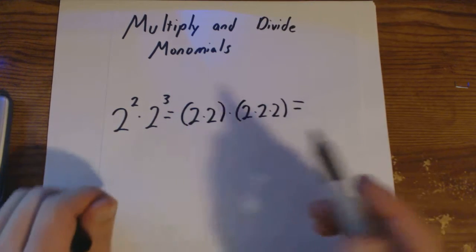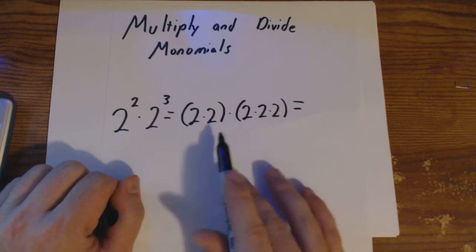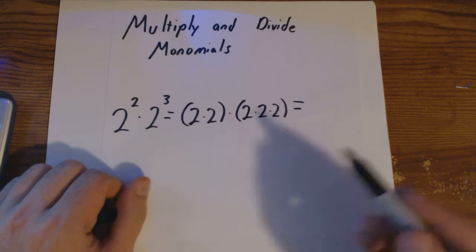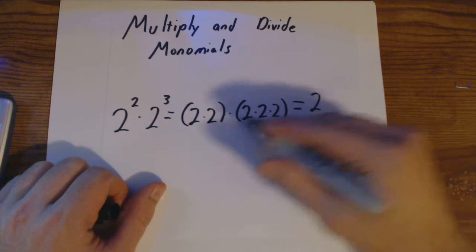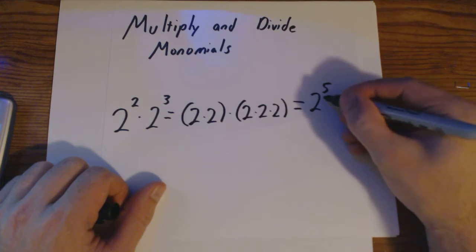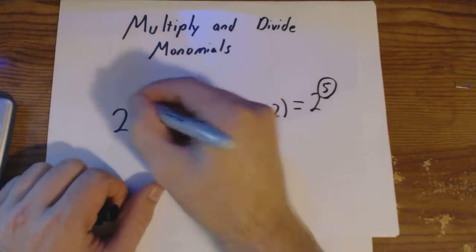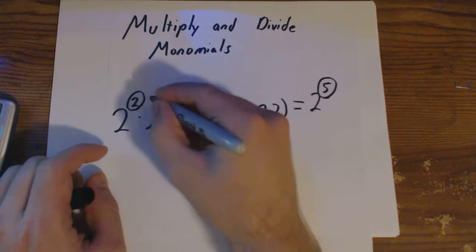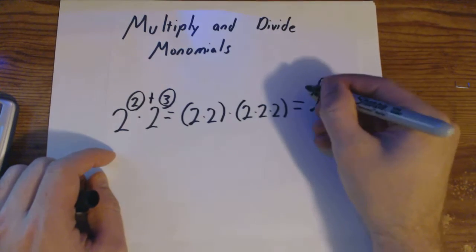Before, we've worked on representing something like this with an exponent. So in this case, we're going to have a 2. How many are we multiplying together? 5. Now what do you notice here? We have a 5, a 3, and a 2. When you're multiplying two monomials together, 2 plus 3 equals 5.